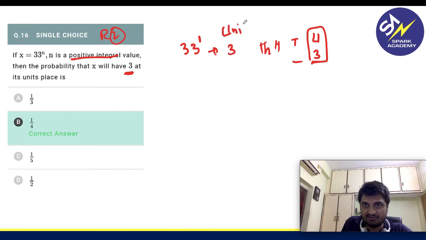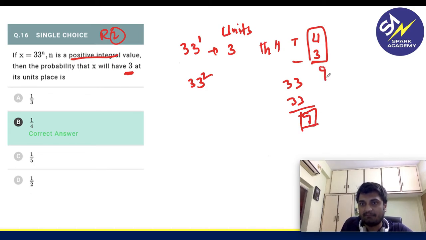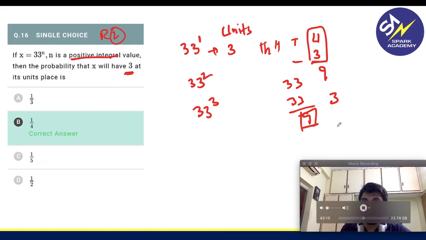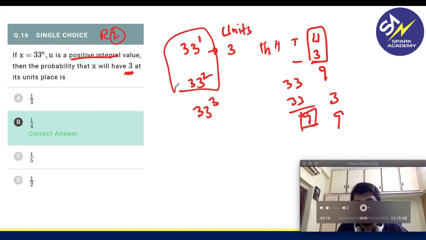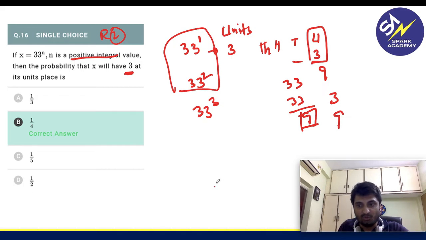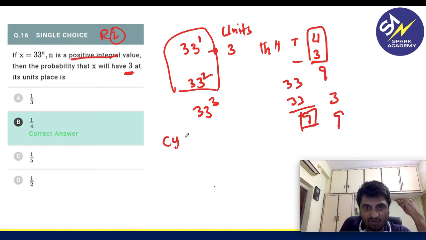So I will write units digit here. 33 square, 33 into 33, if you do, what will happen? 3 into 3, 9. Units digit will be 9. 33 whole cube will again be 3, again 9. So that means what? After every 2, it is getting repeated, right? It is following a cycle. So this I can say, it is following a cyclicity of 2.